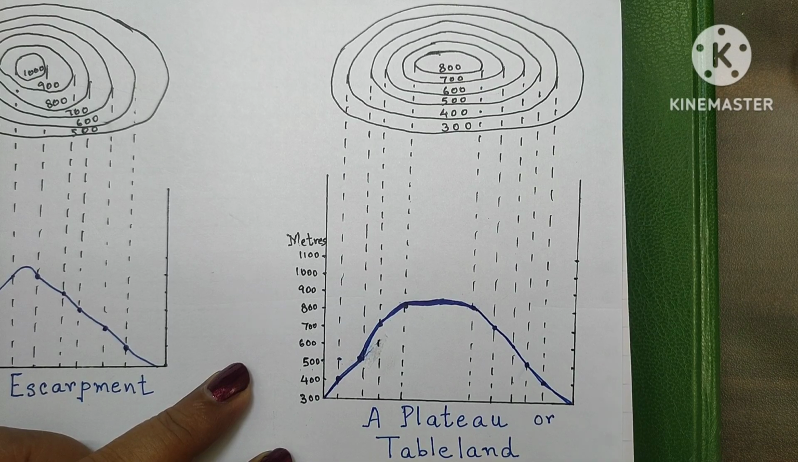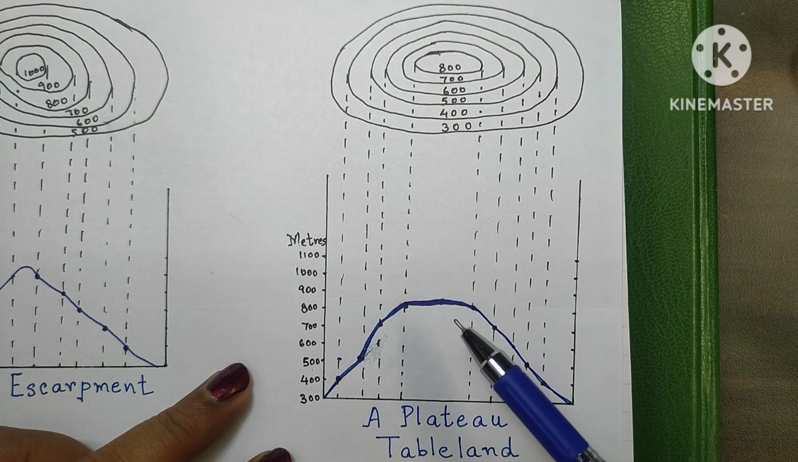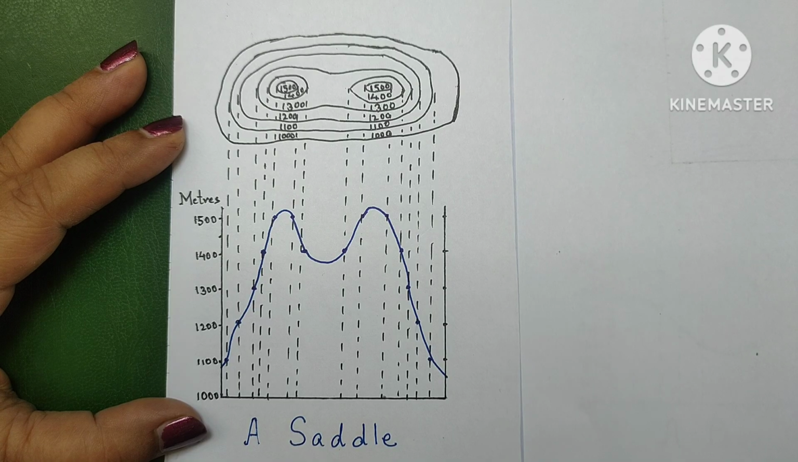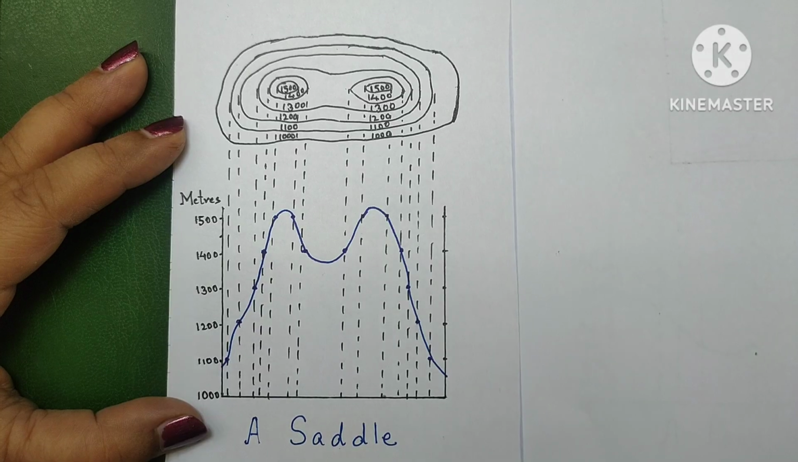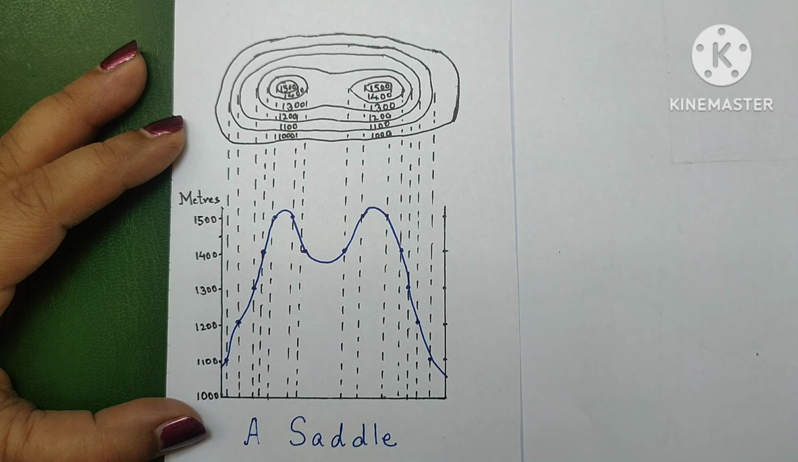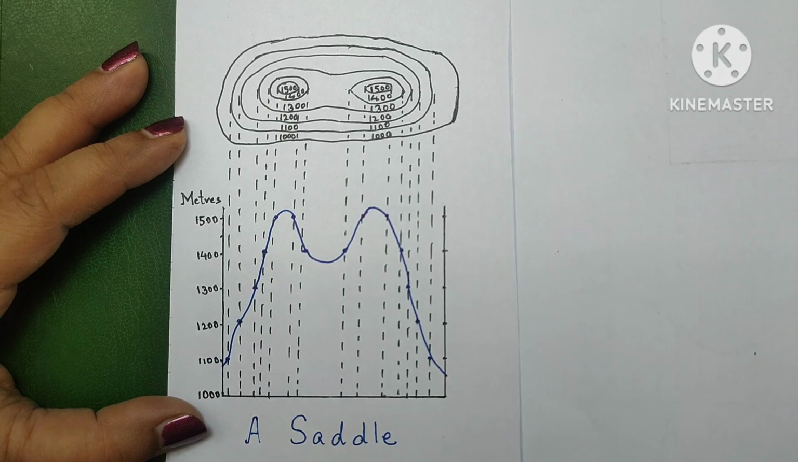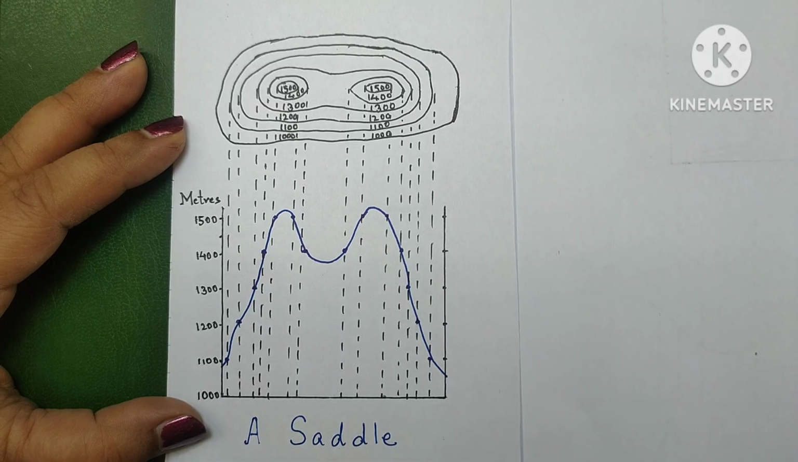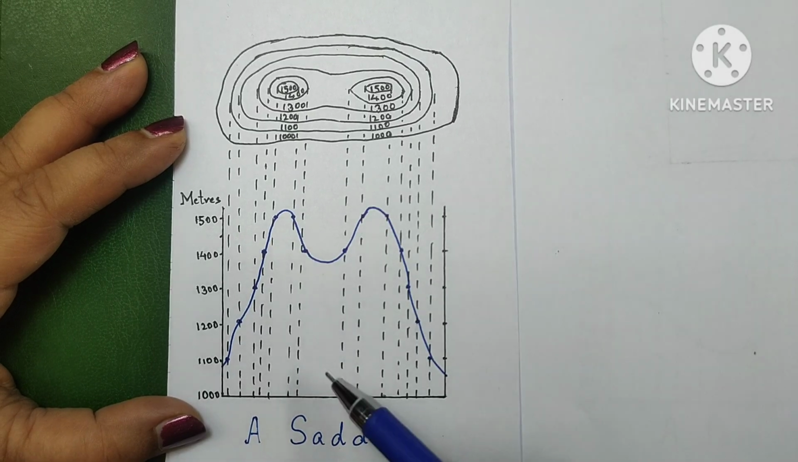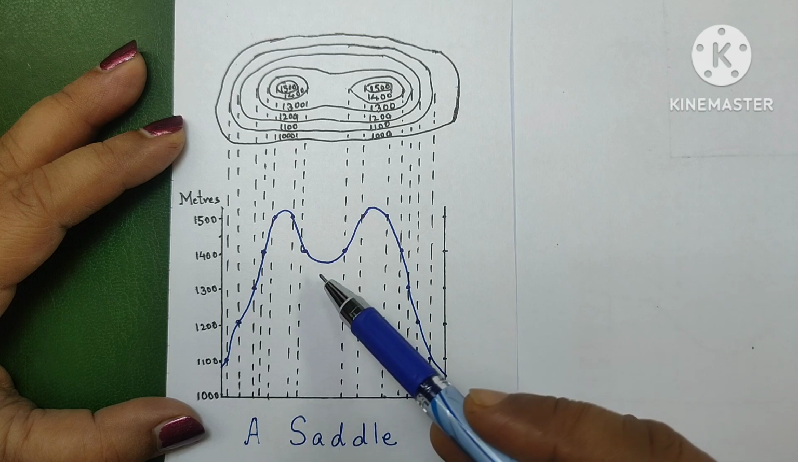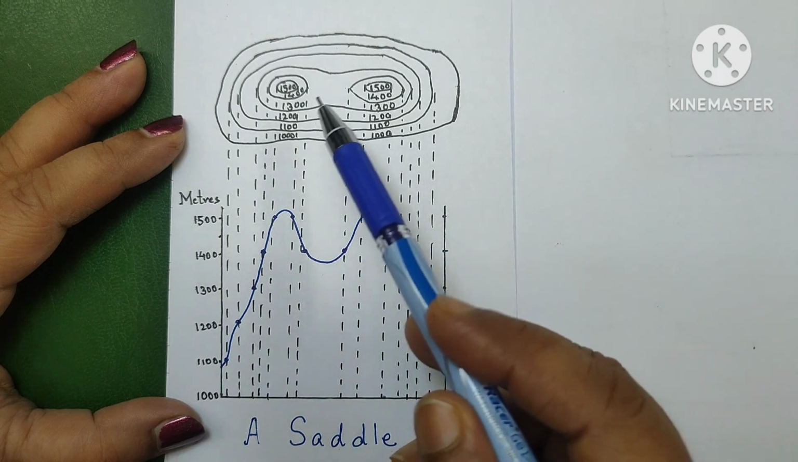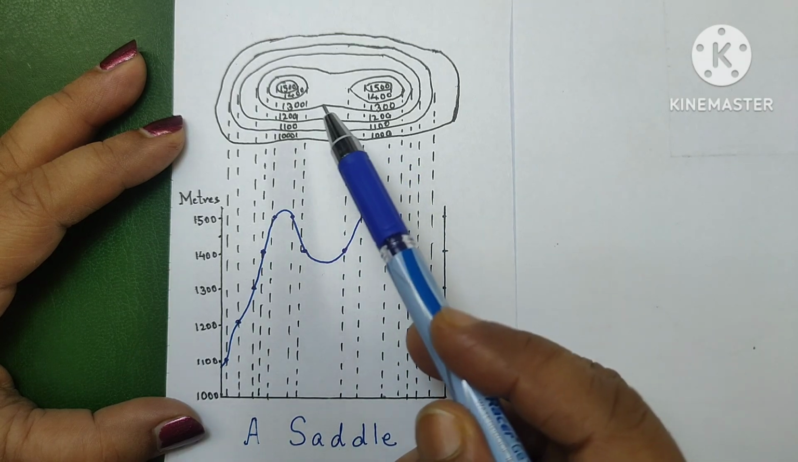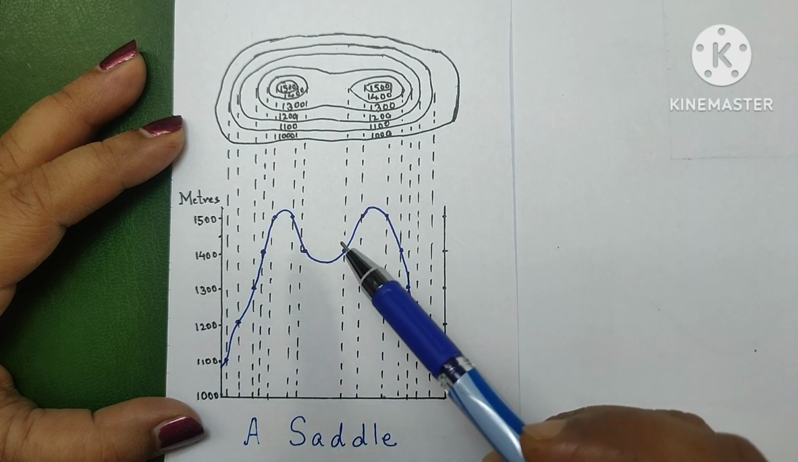Next feature is a tableland. A tableland has a flat top and the sides are relatively steeper. Next feature is a saddle. A saddle is almost like a mountain. This feature is similar to a hill or I can say a mountain, but is comparatively lower than a mountain. The narrow gap between two peaks is a saddle. So the gap you can see over here in between these two circles. So this gap is shown here.